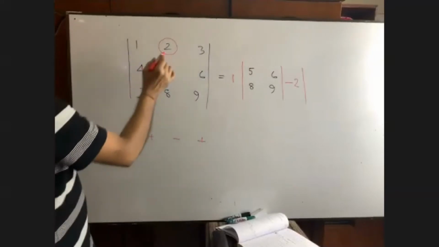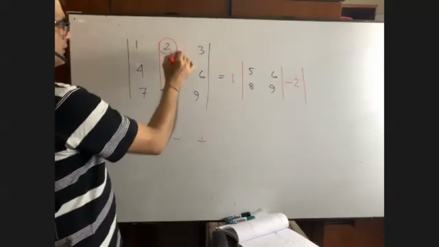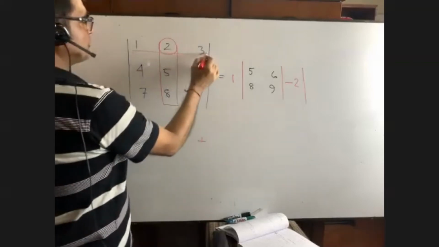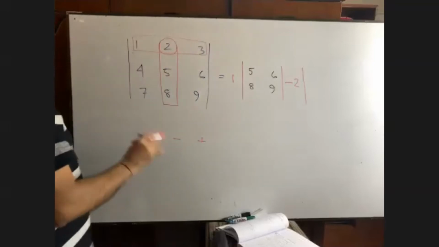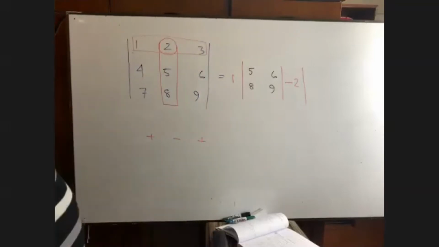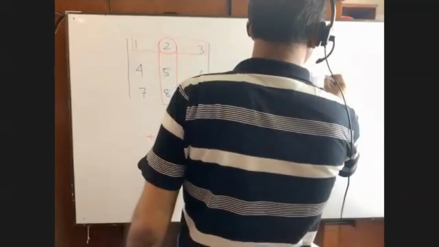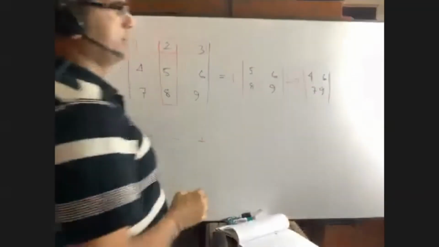It means 2 is with this column, right? And 2 is with this row also. So this row and this column will not be considered. So what is left here? Can you please tell me? 4, 6, 7, 9. Have you got it?